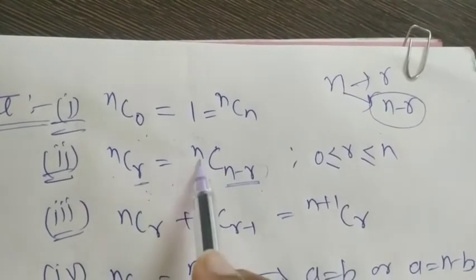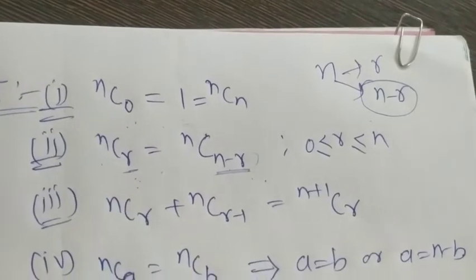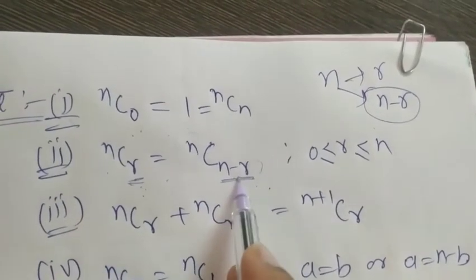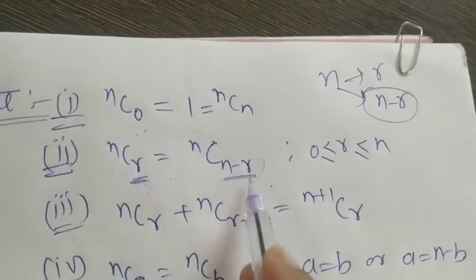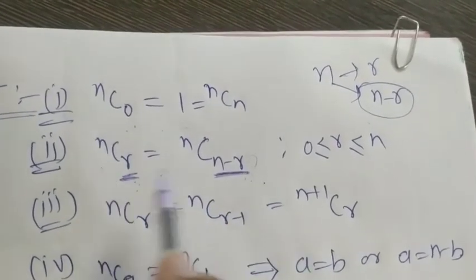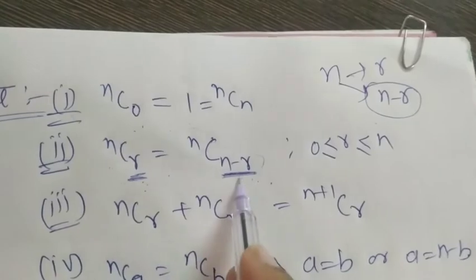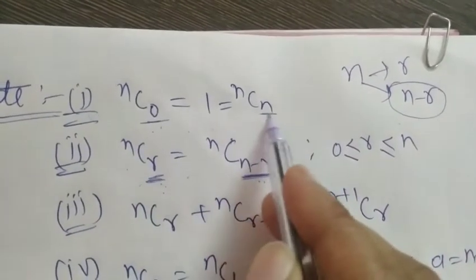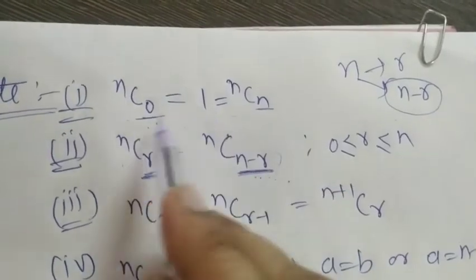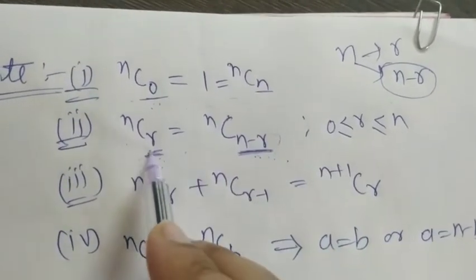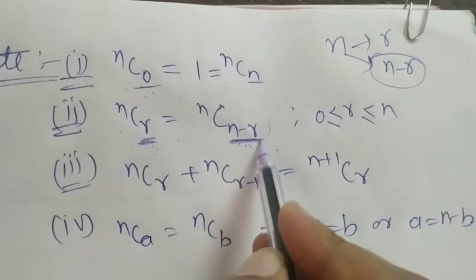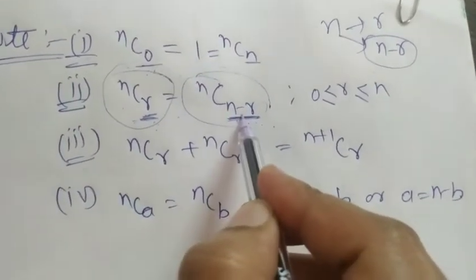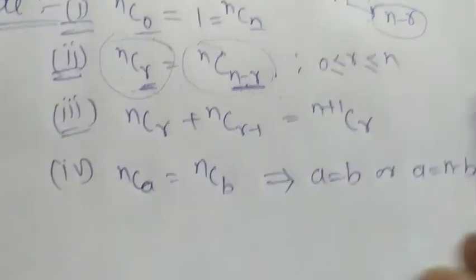nCr equals nC(n minus r) are the same when either both quantities are the same, or the sum of both quantities is equal to n, like 0 plus n equals n. That's why both quantities are equal: r plus n minus r equals n. So this is the way of finding that these combinations are equal.